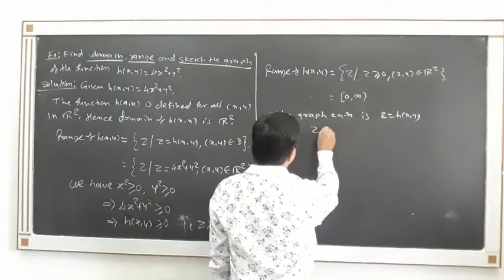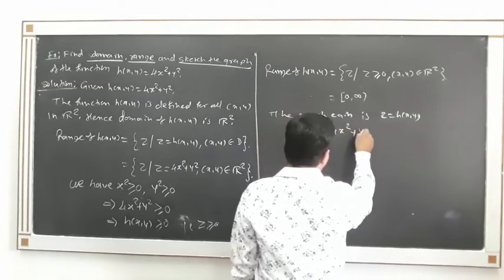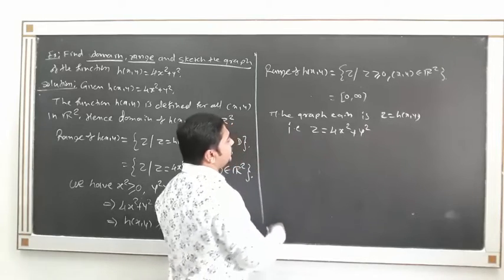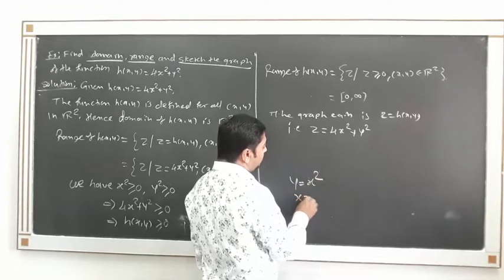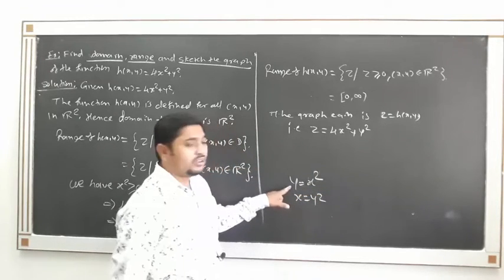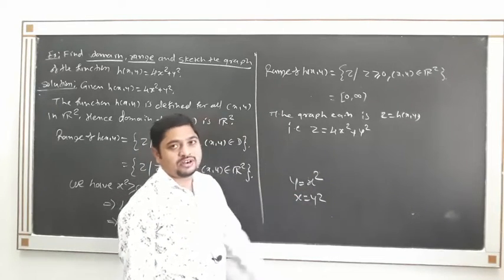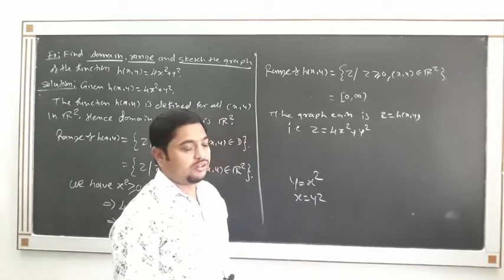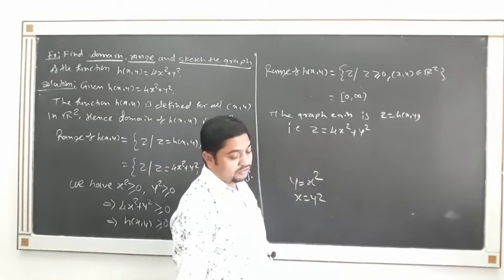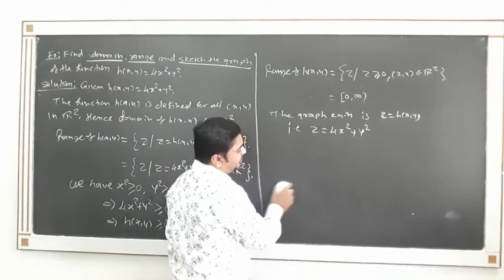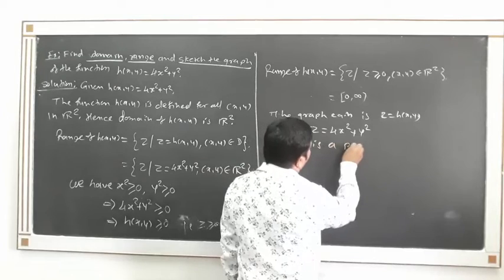That is, z is equal to 4x² plus y². What does it represent? y is equal to x², x is equal to y². It is in two dimensions. This represents parabolas, symmetric about x and symmetric about y. And here, z is equal to 4x² plus y², which represents a paraboloid.